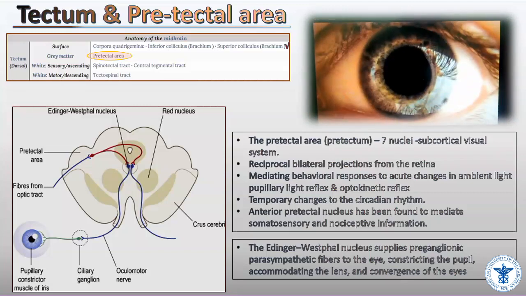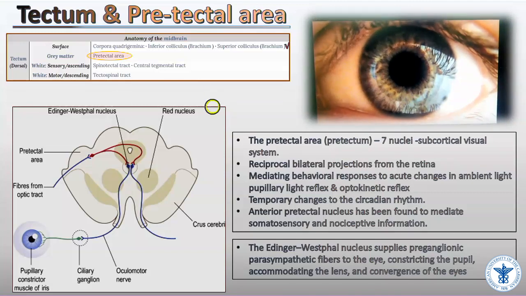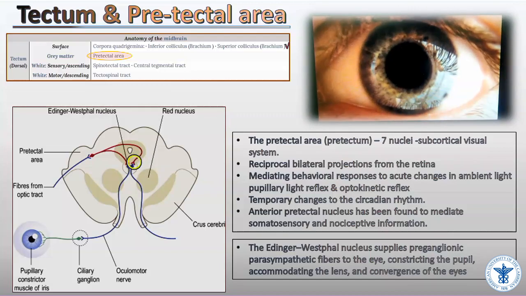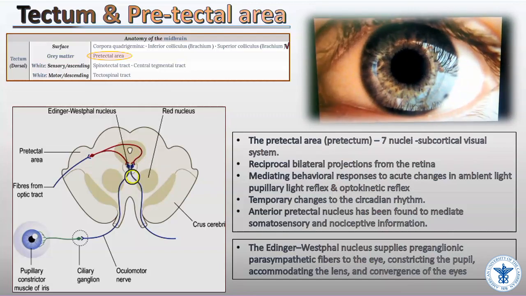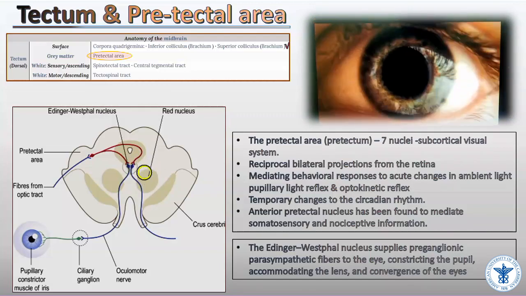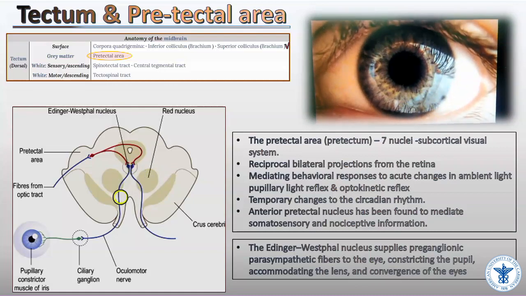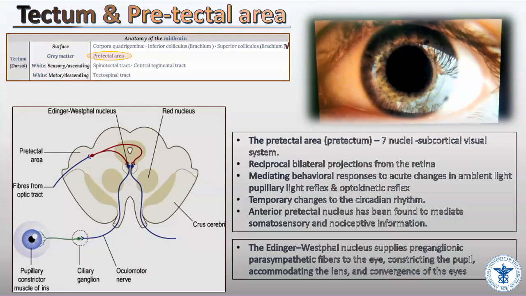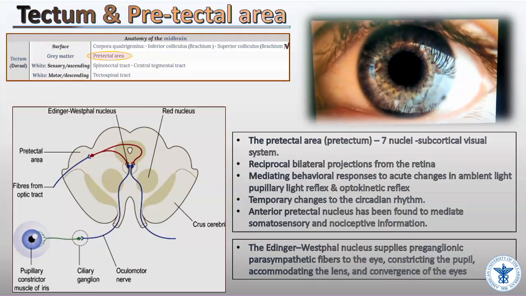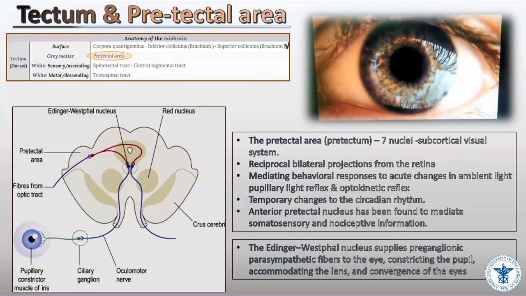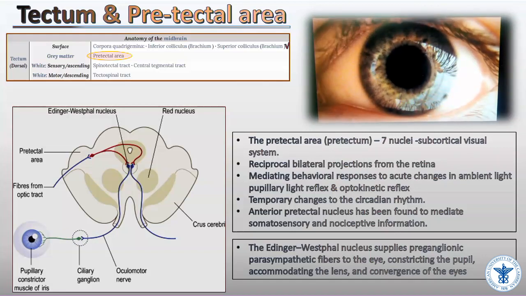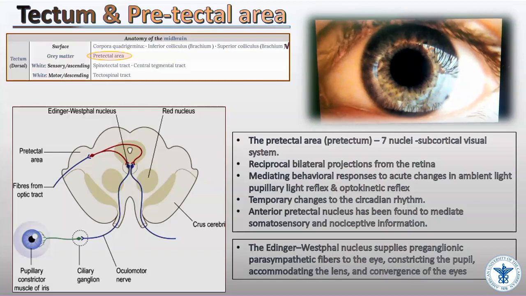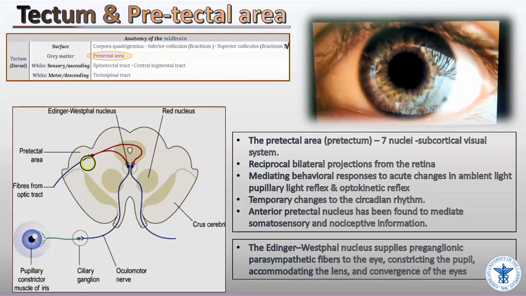And then that is carried by, it starts from the Edinger-Westphal nucleus, and those are the preganglionic parasympathetic fibers, which are carried by the third nerve up to the ciliary ganglion, and then you have the short ciliary nerves, which innervate the pupillary constrictor muscles of the iris, and that causes constriction. So this is also very close to the tectal region of the midbrain, and that's why I've put it up there.